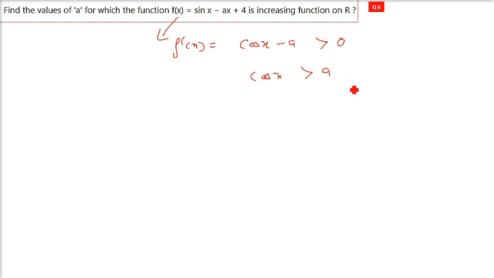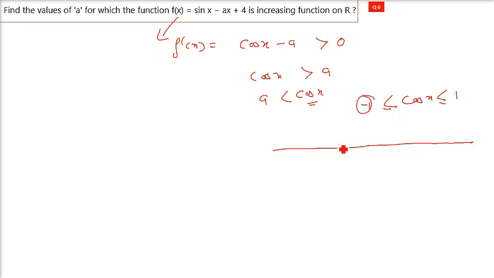So cos x, what is the range of cos x? What is the value which cos can have? I told you already, it is between -1 and 1. And since A is less than cos x, what is the lowest value of cos x? It is -1, right? So A should be less than cos x. What is the minimum value of cos x? It is negative.